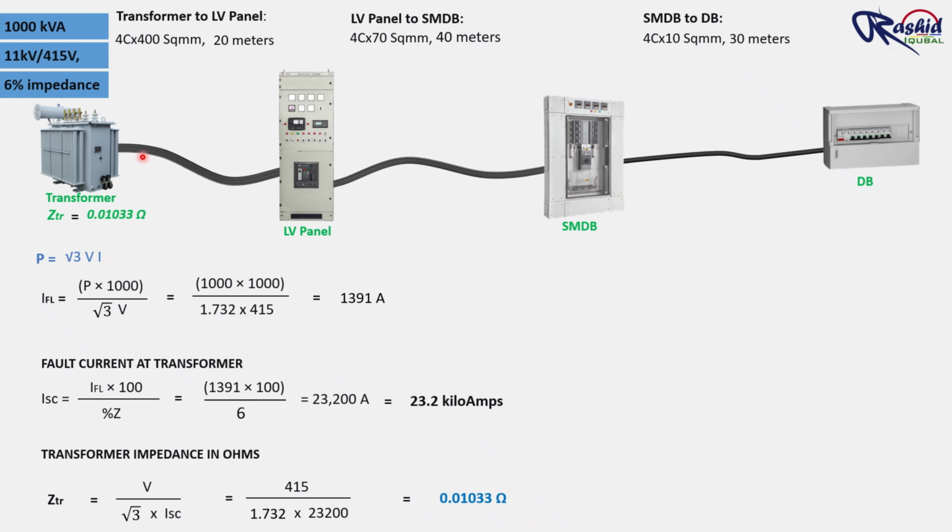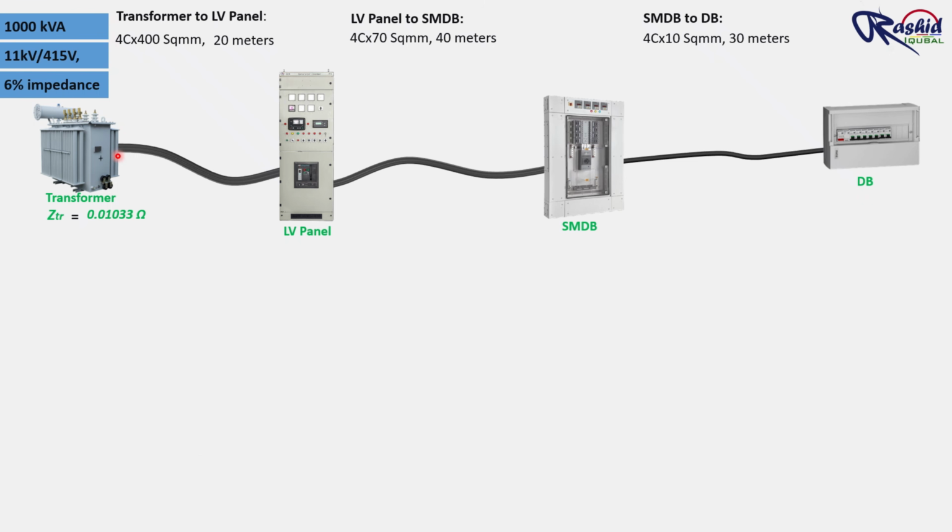However, as we move away from the transformer, the fault current reduces because of cable impedance. The cable has its own resistance and reactance, which oppose the current flow. Now we move from the transformer to LV panel. The cable here is 4-core 400 square mm copper cable, and its length, as I said, is 20 meter. Now we need to convert this 20 meter into kilometer. So after converting, we need to divide by 1000. So it becomes 0.02 kilometer.